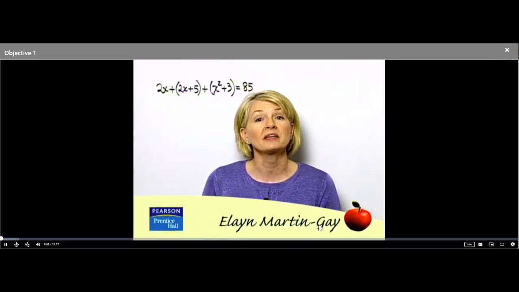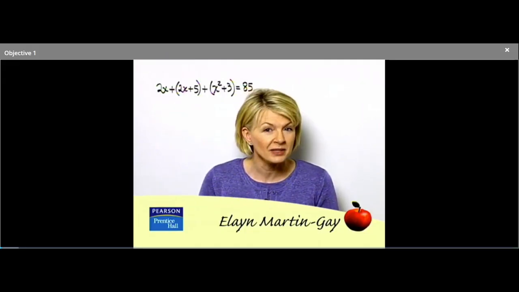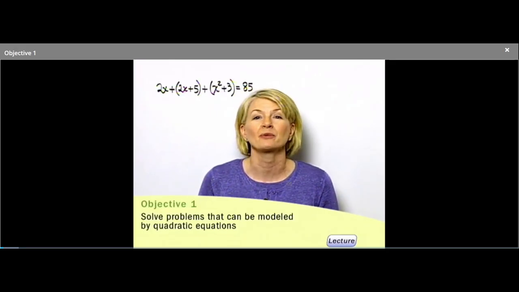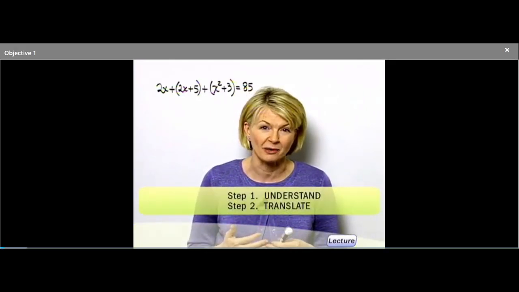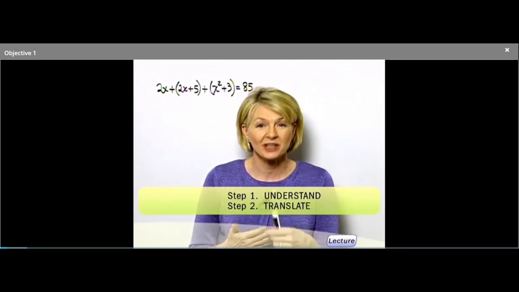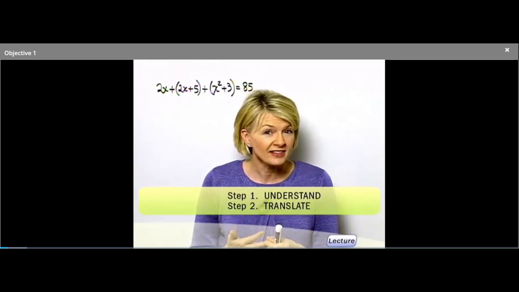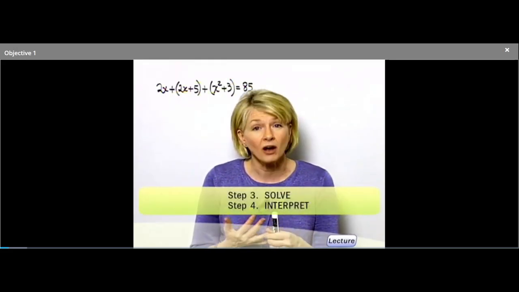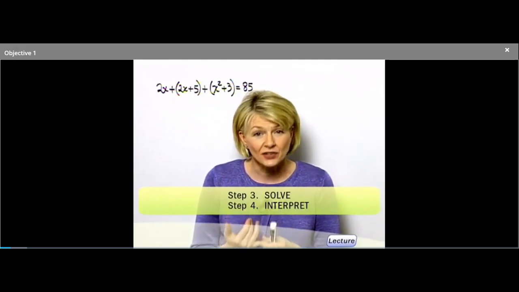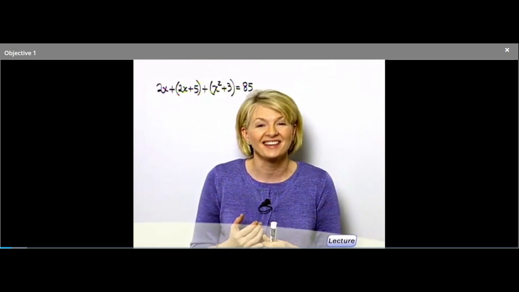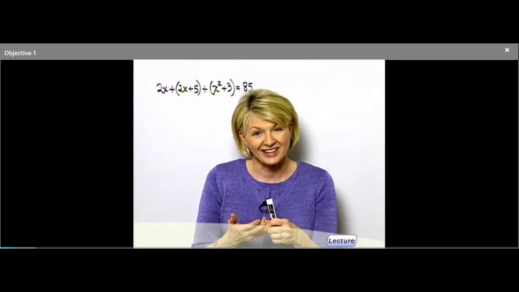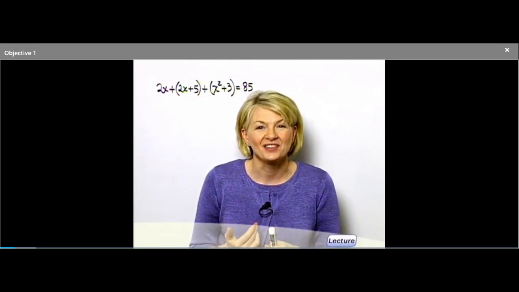During this segment, we will be solving word problems that can be modeled by quadratic equations. We'll use the same steps that we've used before for solving problems. That is, first to understand the problem by reading and rereading it, and then to translate, then next to solve once we've translated to some sort of equation, and then interpret what we've come up with in our solution. So once again, it is to understand, translate, solve, and interpret.